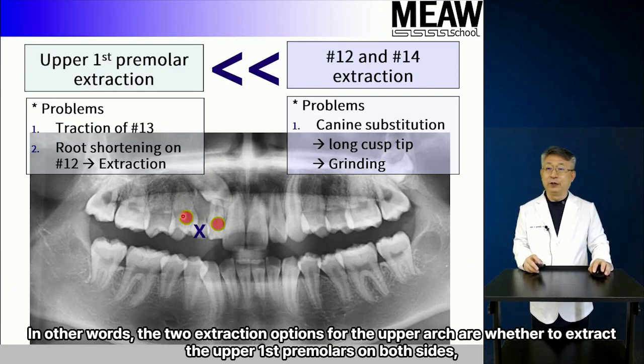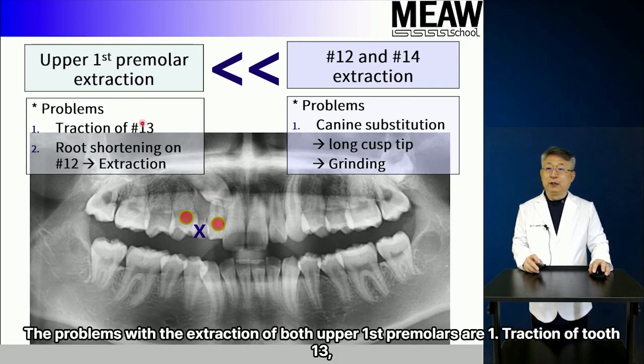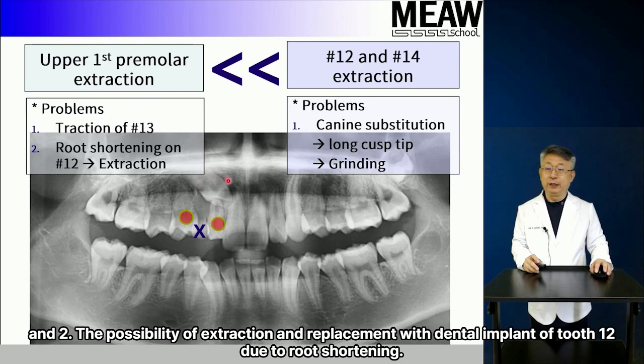In other words, the two extraction options for the upper arch are whether to extract the upper first premolars on both sides, or the lateral incisor on the right and the first premolar on the left. The problems with the extraction of both upper first premolars are 1. Traction of tooth 13, and 2. The possibility of extraction and replacement with dental implant of tooth 12 due to root shortening.